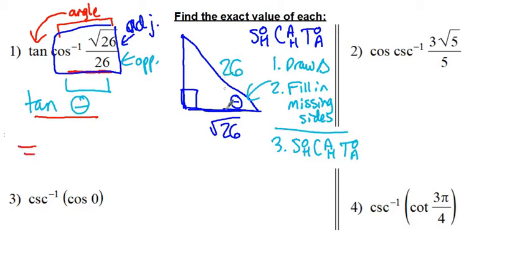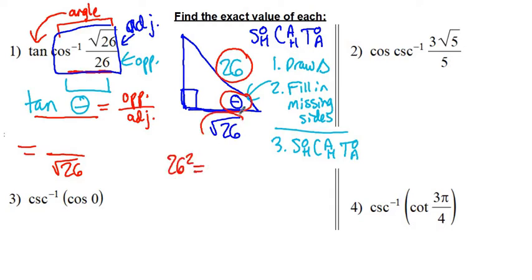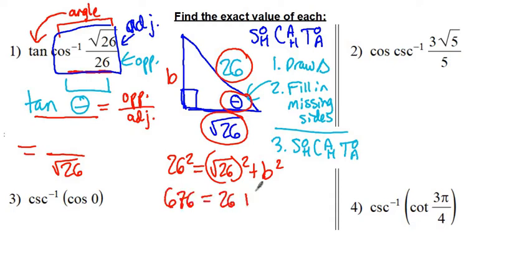So let's do that. TOA is opposite over adjacent. So there's opposite, there's adjacent. We need to find what is opposite and what is adjacent. We already know that adjacent is root 26 because it's right next to the angle. We don't know the opposite, but we can find it using the Pythagorean theorem. So there's our c squared. 26 squared equals root 26 squared plus, and we'll call this b because we don't know it, b squared. 26 squared is 676. Root 26 squared is just 26. If we subtract 26 from both sides, we get 650 equals b squared.